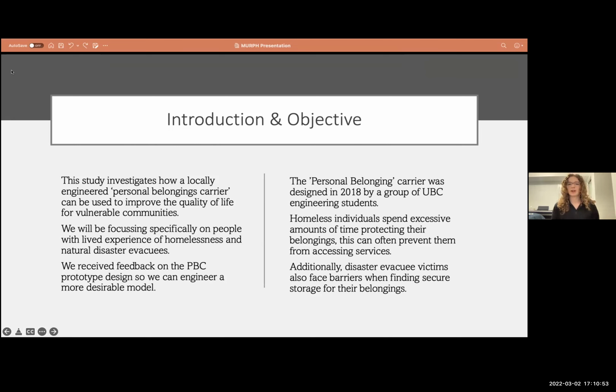It is important to note that homelessness spreads far beyond the issue of lack of housing. Homeless individuals are often forced to face additional barriers such as stigmatization, criminalization, and an inability to secure their belongings. Homeless individuals spend excessive amounts of time protecting their belongings, and this can often prevent them from accessing services that are vital for their emotional, mental, and physical health. Additionally, natural disaster evacuees have issues when securing their belongings within a shelter environment.